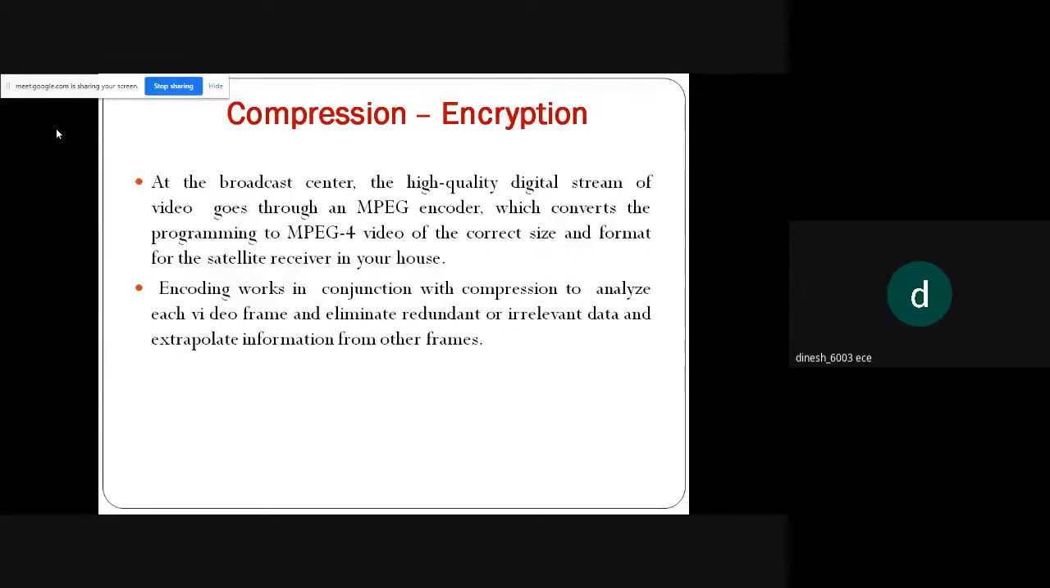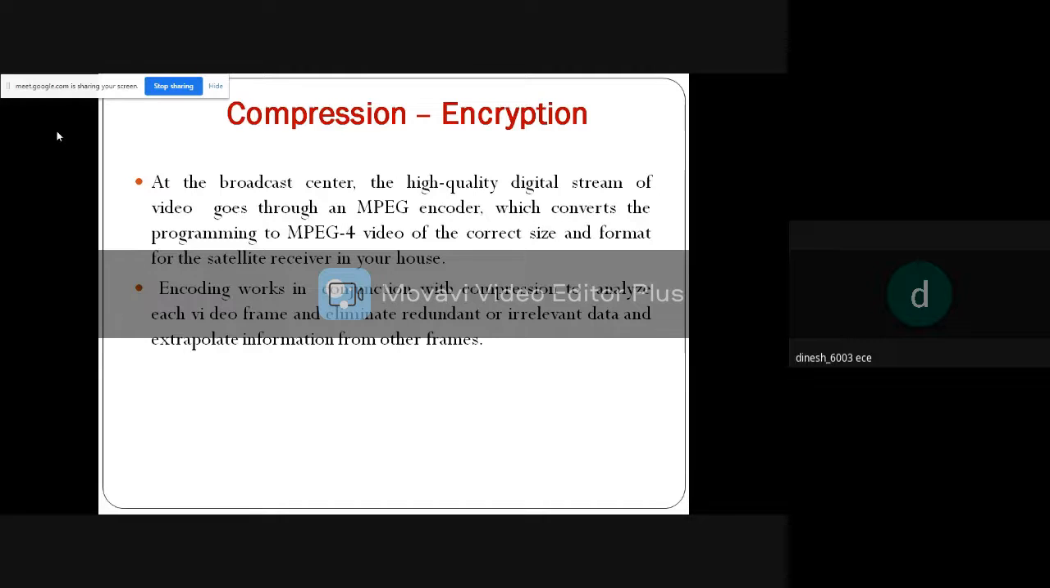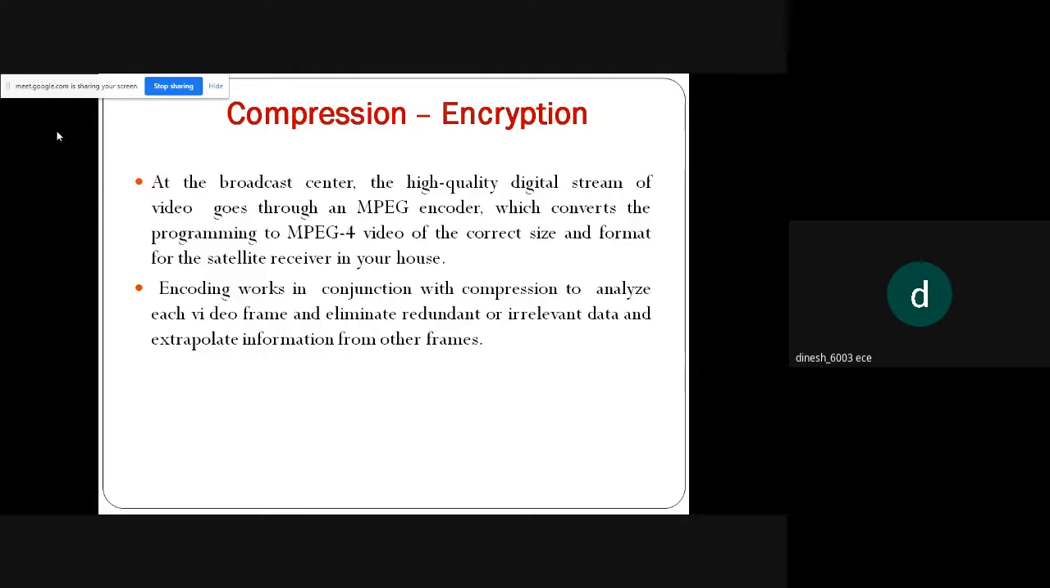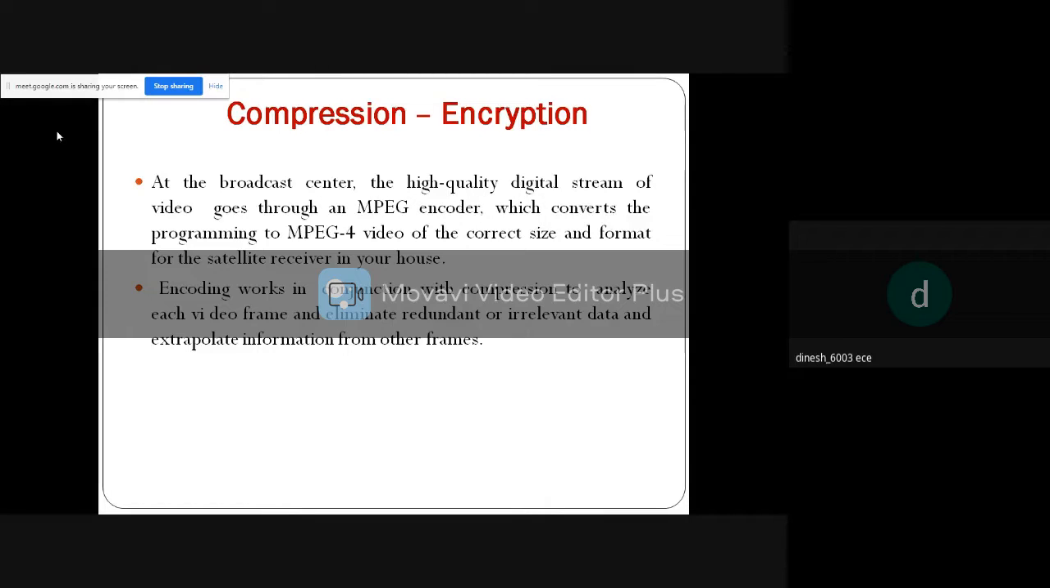Since there are no queries, I move on to the next topic called compression and encryption. In compression and encryption, we are going to see two different concepts. One is compression, the second one is decompression. Compression is used at your transmitter, whereas decompression is used at your receiver. At a broadcast center, the high quality digital stream of video goes through an MPEG encoder.